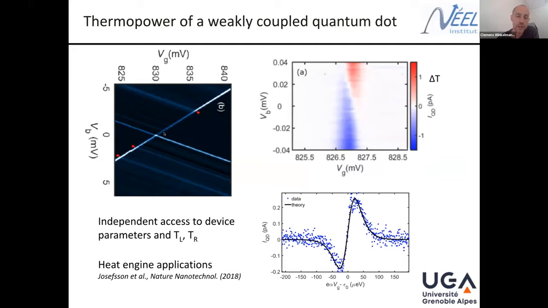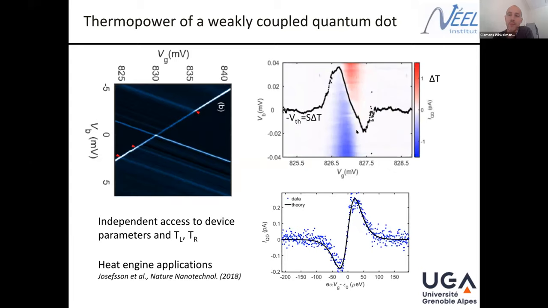Now let's zoom onto this region here and apply a temperature difference between the two sides. And so what we see here is that now I'm plotting the current. We see these regions that we have already seen of negative current and positive current that are somewhat interpenetrating here. If I take a line cut here at a constant bias through this, I see these thermal current curves, which we can model, which are well understood.